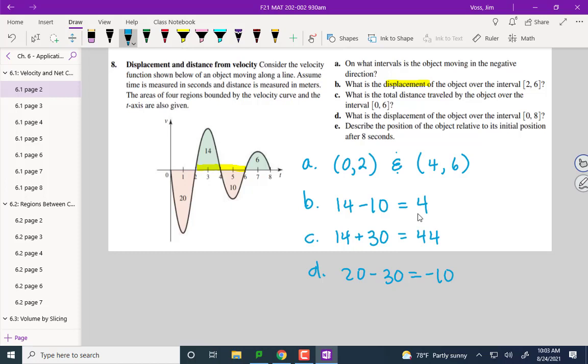And then part E says describe the position of the object. We just said that. So after 8 seconds, the object is 10 units to the left of where it started. Makes sense? Very intuitive. Ten units left of initial position.